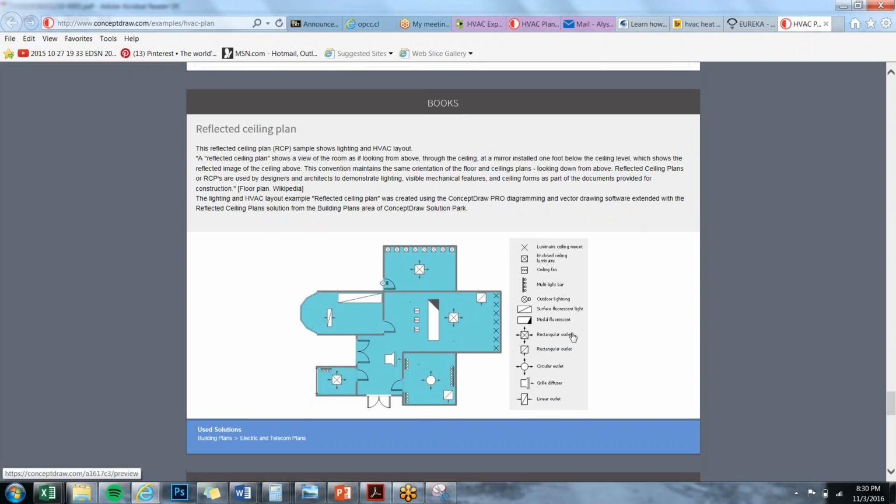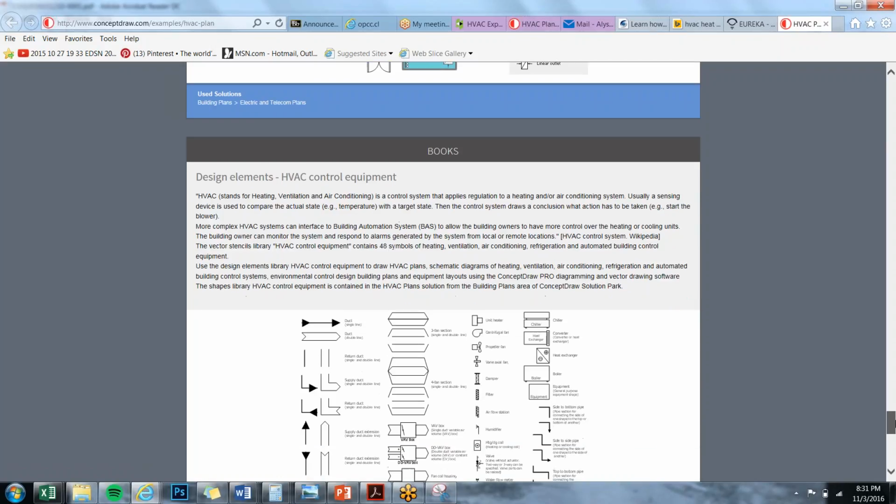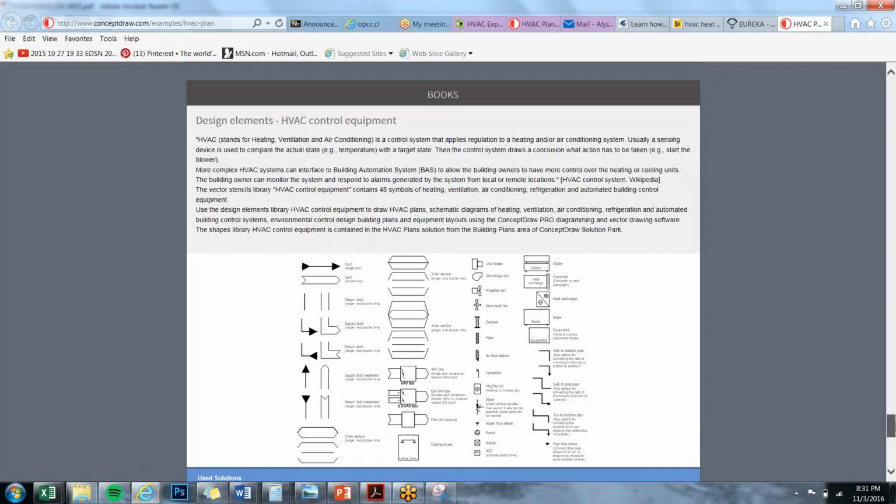And then here's just putting everything together, right? Luminaire that's ceiling mounted, enclosed ceiling luminaire, ceiling fan, multi-light bar, outdoor ceiling lighting, motofluorescent, circular outlet, a grill diffuser, and a linear outlet. So we have our lights being combined in with our HVAC details. And there's some things I'll take precedence with, like the fact that there's doors showing on this plan, but other than that, it's a good example of how we're combining the things.